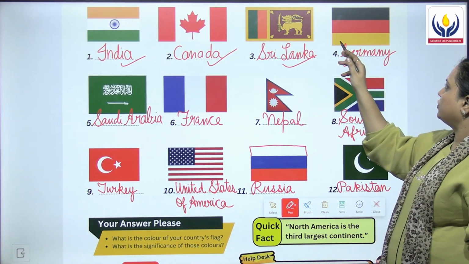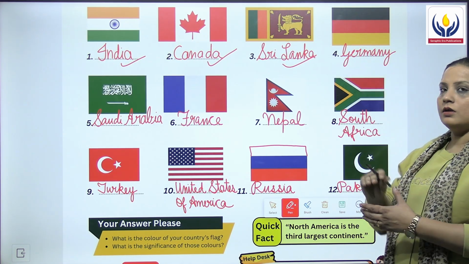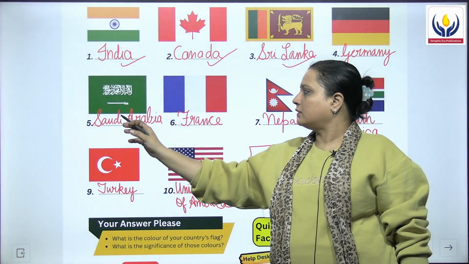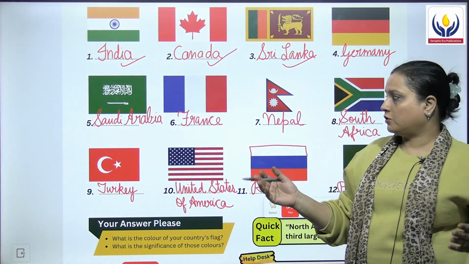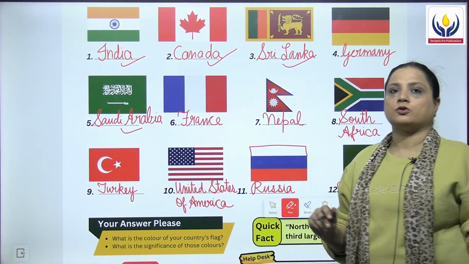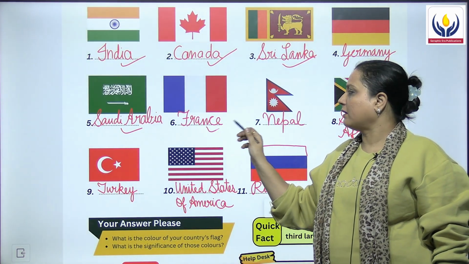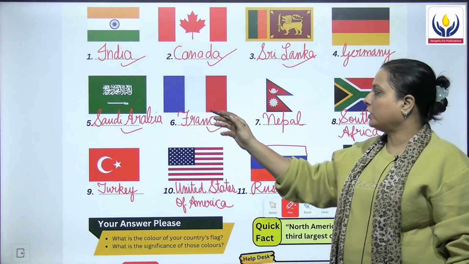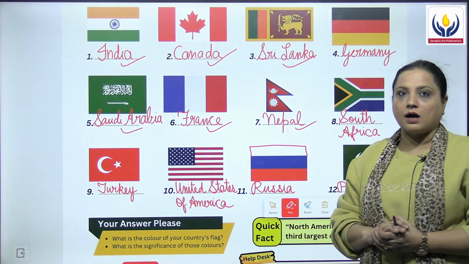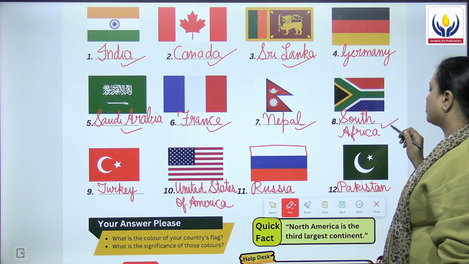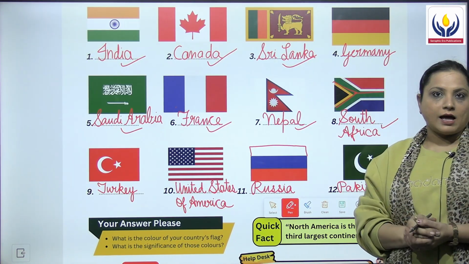The next is of Germany, with the horizontal stripes black, red and yellow. Next is another flag with a sword and something written in their language on a green flag; it belongs to Saudi Arabia. Then we have a France flag, with vertical lines blue, white and red. The next flag belongs to Nepal. Next flag belongs to South Africa. It shows this yellow structure in their flag.